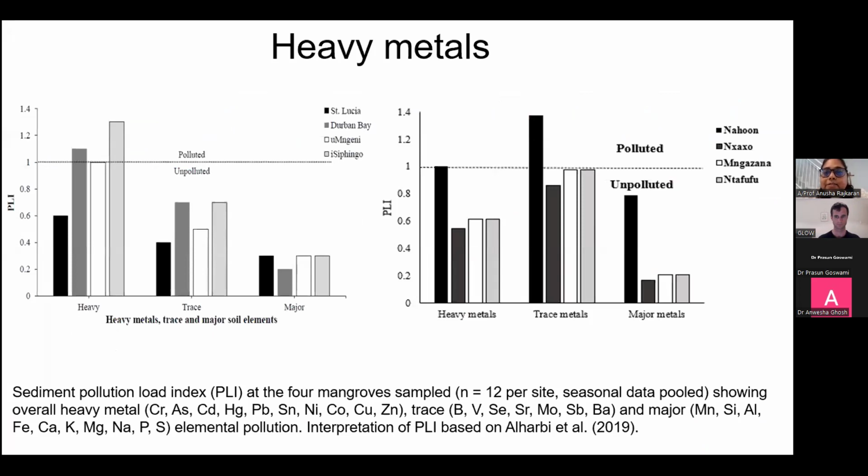We've also looked at heavy metals, and very recently we had a field trip to KwaZulu-Natal where we looked at the population structure of the mangroves, and it forced us to ask how resilient the different life stages of mangroves are to polluted environments. So here we have our urbanized sites, which are Durban Bay, Mgeni, and Isipingo, compared to our non-urbanized sites. And we find that some of these areas are highly polluted. And what we're finding is a lack of seedlings and saplings within these environments.